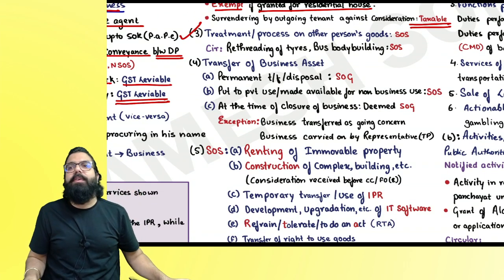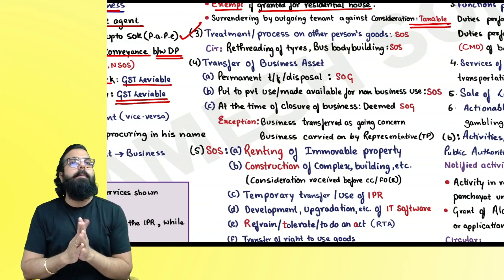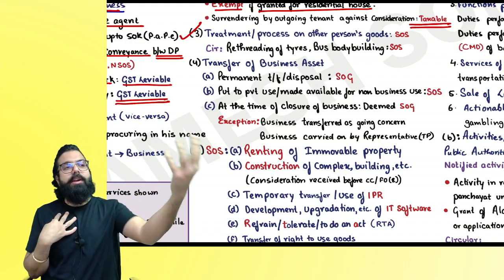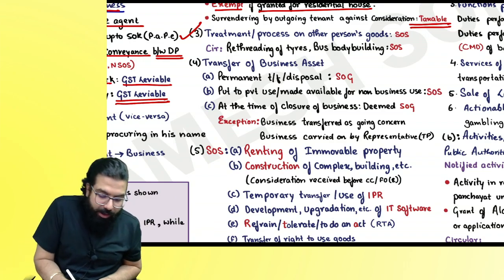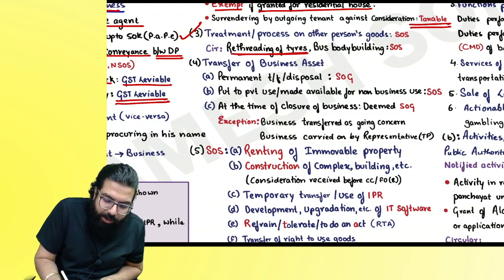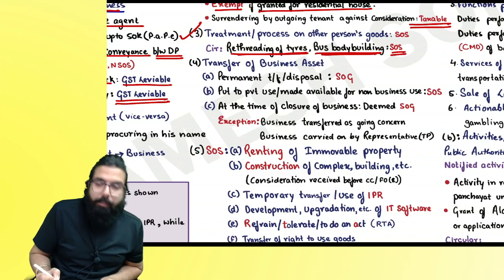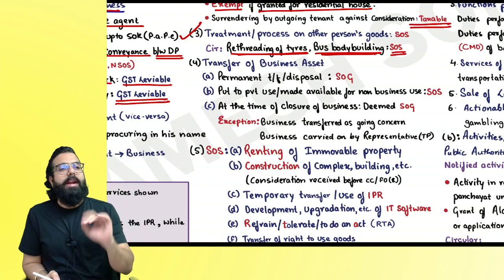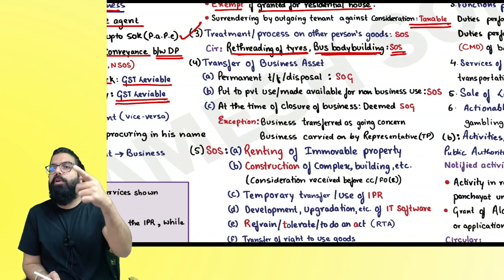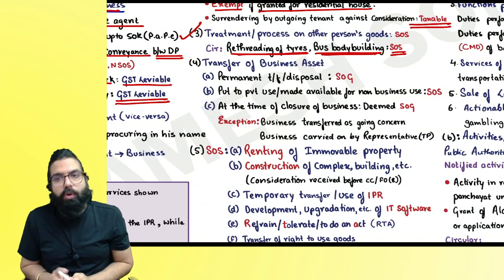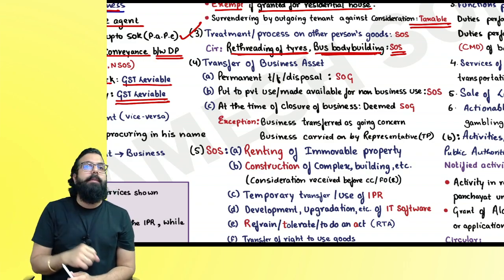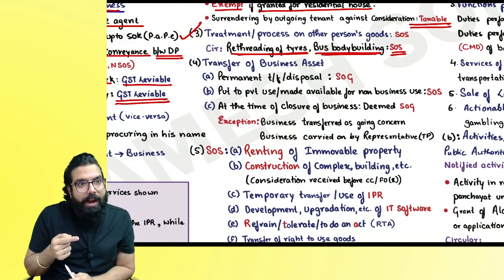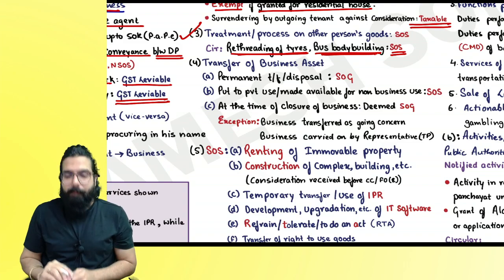The third paragraph is treatment or process on another person's goods. If I am doing treatment or process on your goods, I am giving you a supply of service. Here, retreading of tyres and bus body building. Always remember this circular: when I am retreading a tyre, I am doing treatment or process on your goods. It is a supply of service. I am doing bus body building activity on the chassis which is supplied by you. I am giving you a supply of service.